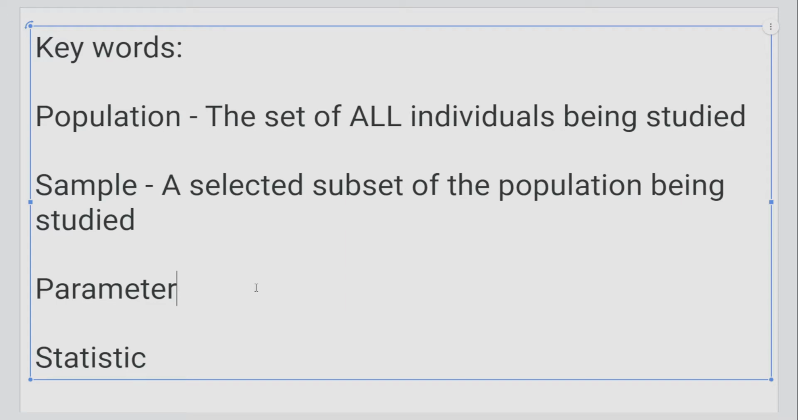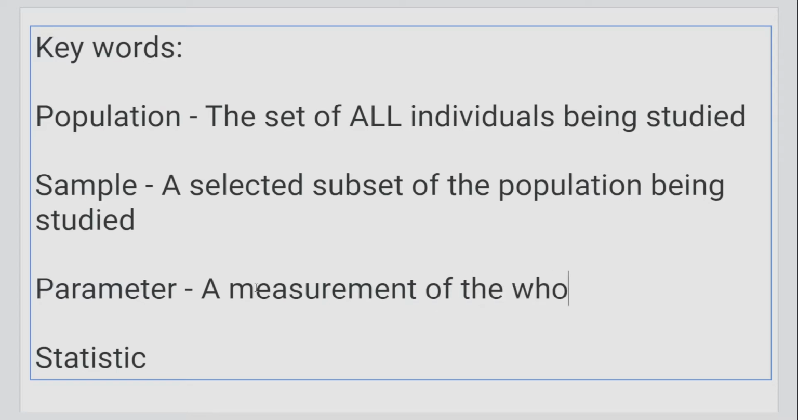Next two are parameter and statistics. Parameter and statistics are measurements. These are numbers that you will see. The difference between a parameter and a statistic is whether they relate to the population or the sample. A parameter is a measurement of the whole population.